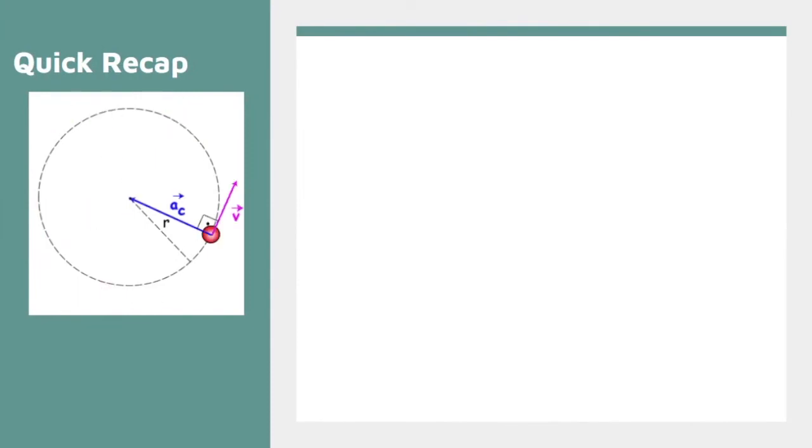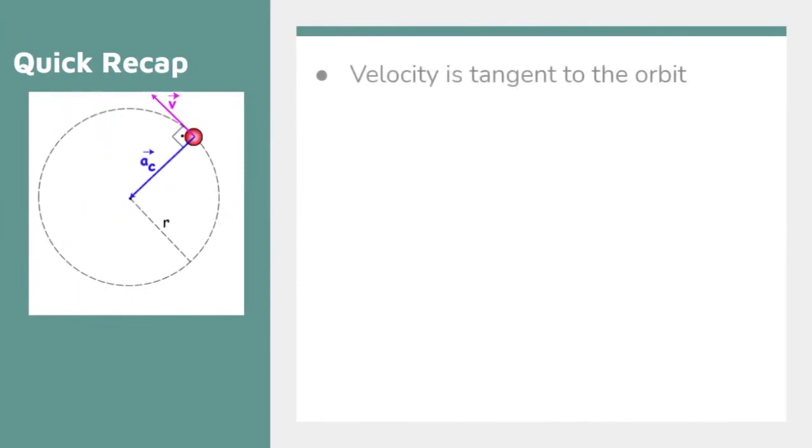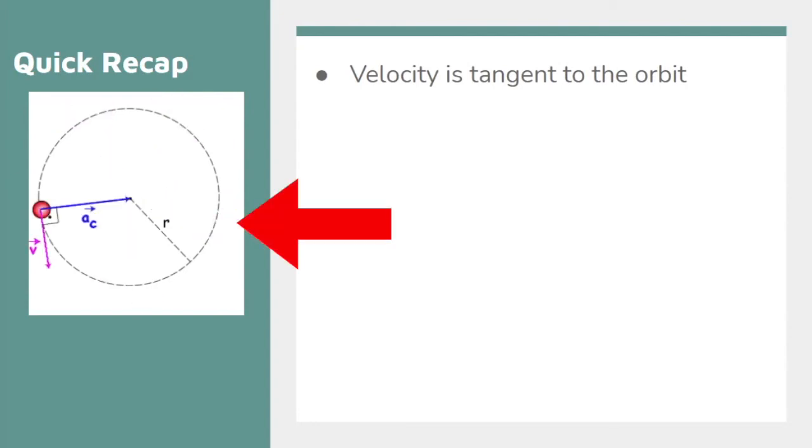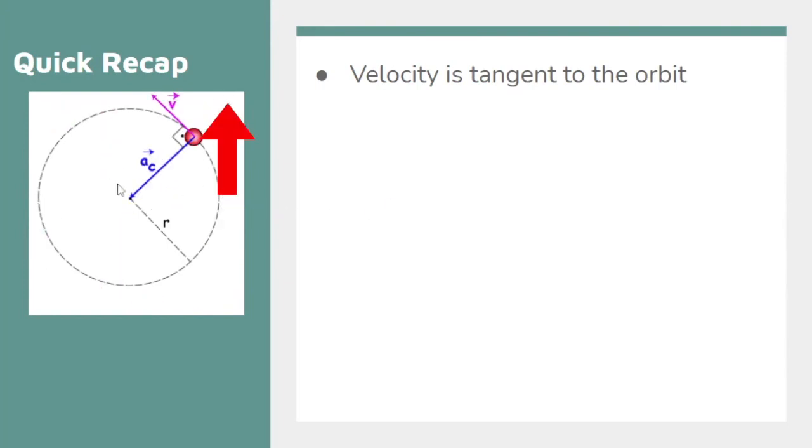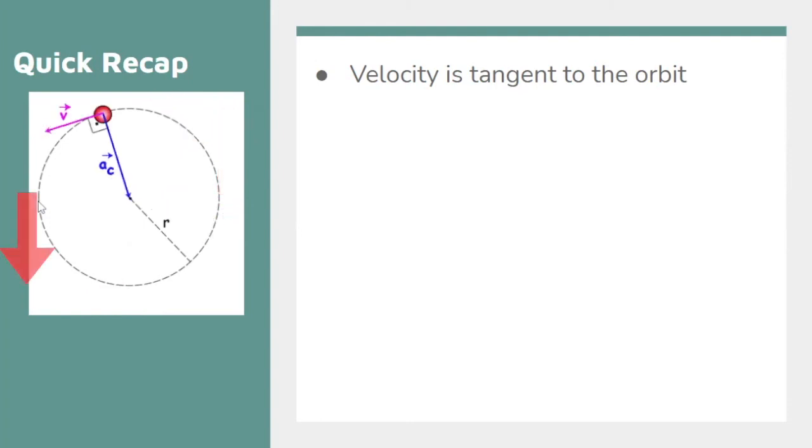So now let's just quickly recap everything we talked about. Velocity is tangent to the orbit. We can see that in our diagram to the left. The reason we say tangent to the orbit is because velocity is always changing. At different points in time, the velocity is going to point in different directions. So like right here, the velocity points up. But if we go over here, the velocity is pointing down. So we need to make sure that when we're talking about it, it's in reference to where it is in the orbit.